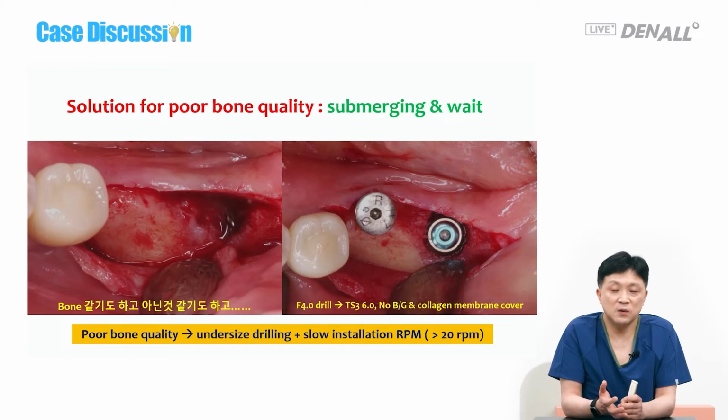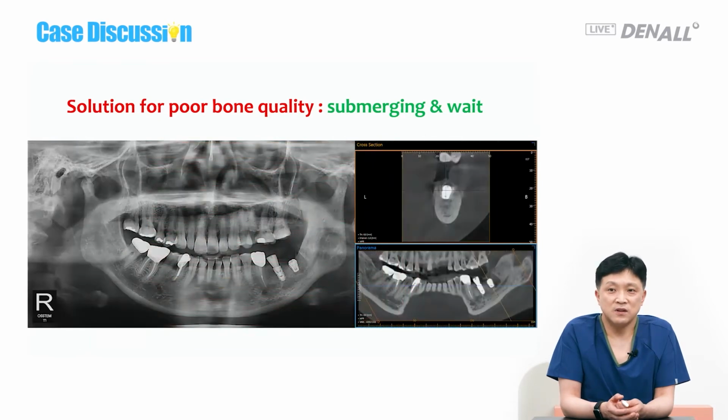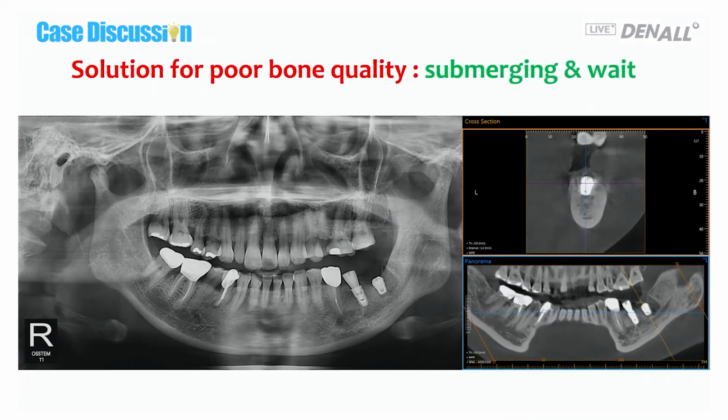As Dr. Kim Ki-Seong said, after undersized drilling, RPM during placement should be lowered when initial stability is expected to be poor. Some dentists use 50 RPM, so do I, as I am very impatient. But in this case, you should use lower than 20 RPM. And the surgery is concluded. As you can see, it is just put in with a stability of 0.